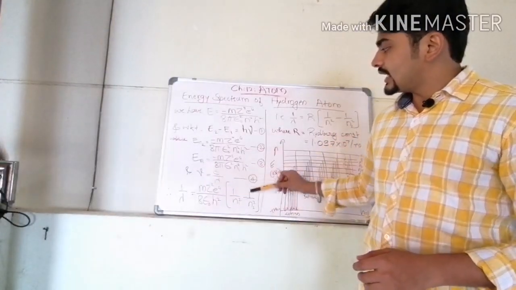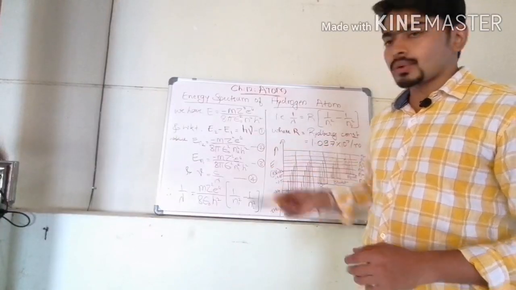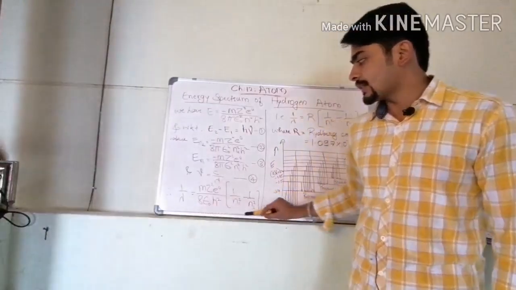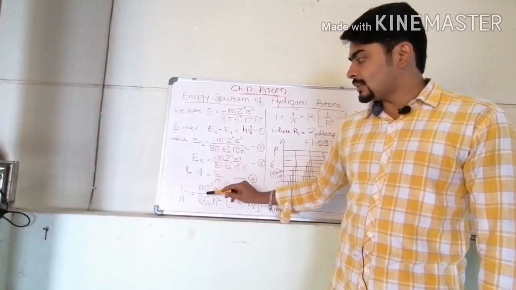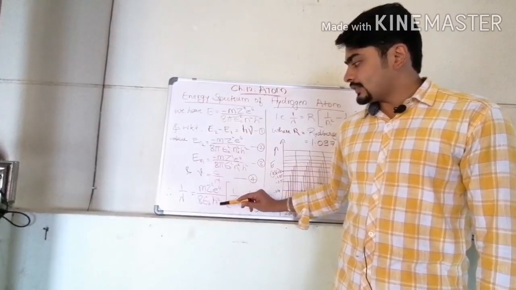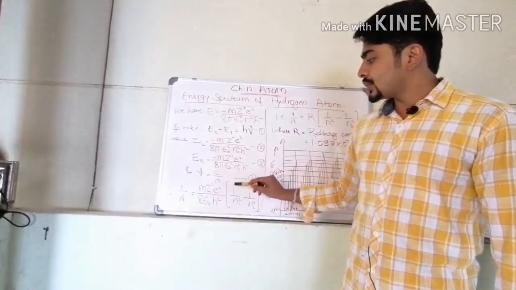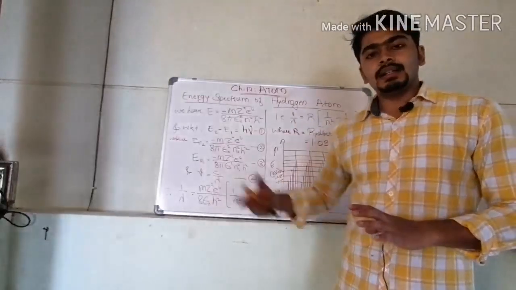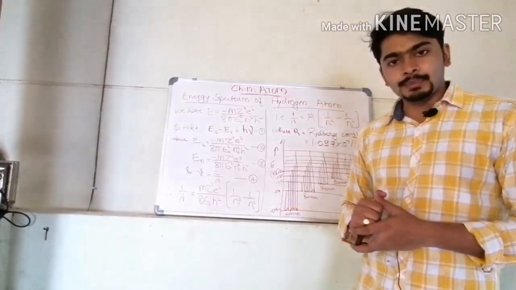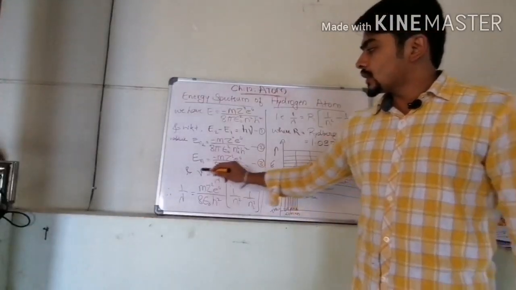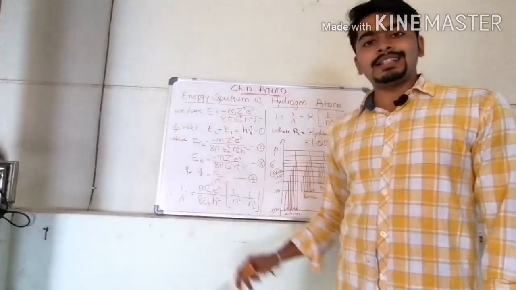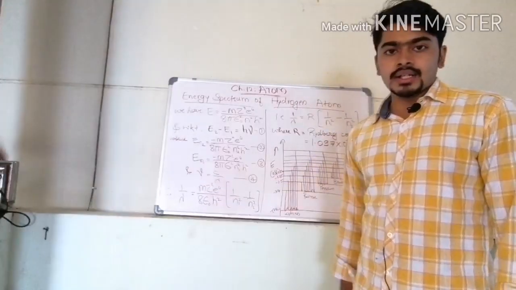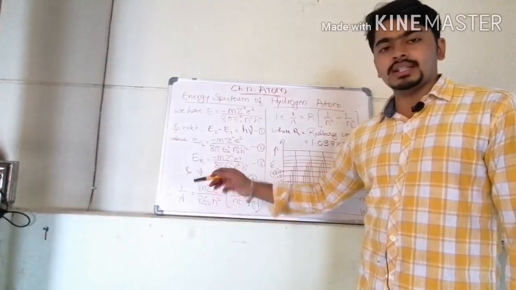On substituting these three equations, 2, 3, 4, in equation number 1, and on simplification, we arrive at this equation: 1 by lambda is equal to m z square e power 4 by 8 epsilon naught h square into 1 by n1 square minus 1 by n2 square. We have derived this equation; I have directly written it here for your understanding. All these terms are constant here: m, Z, e, all these things are constant.